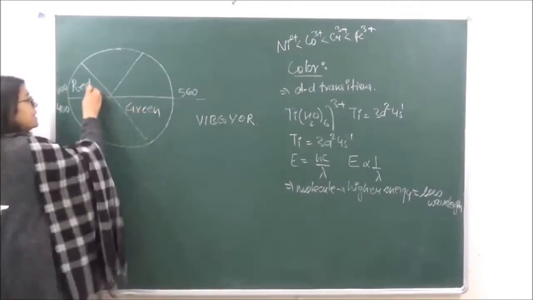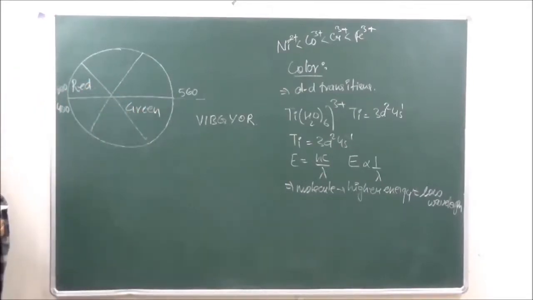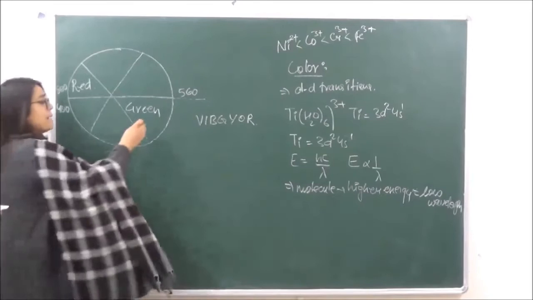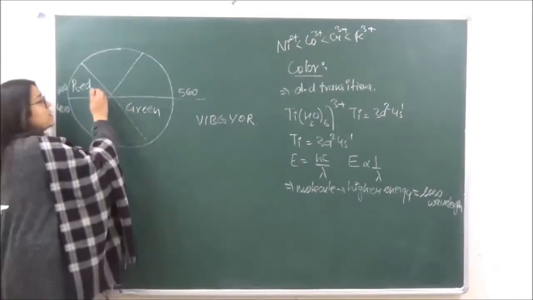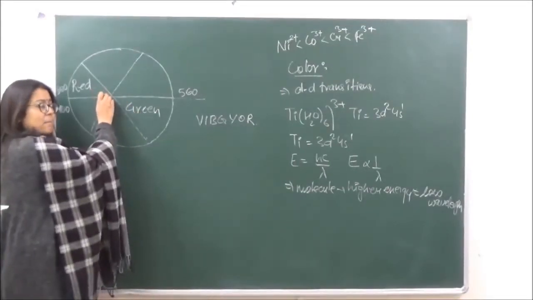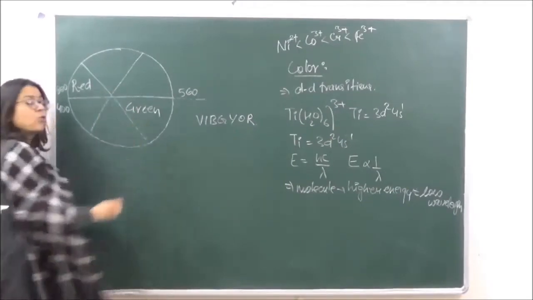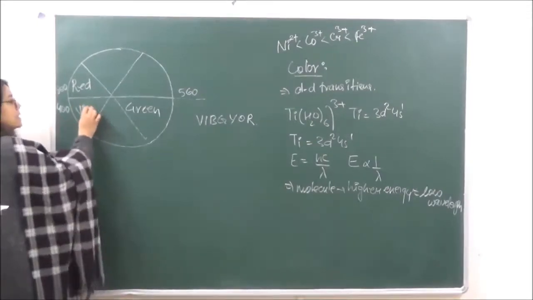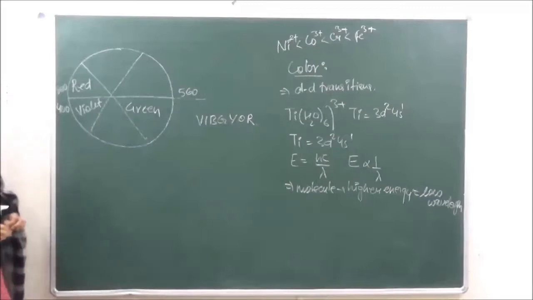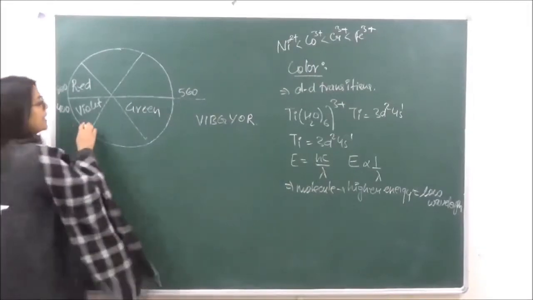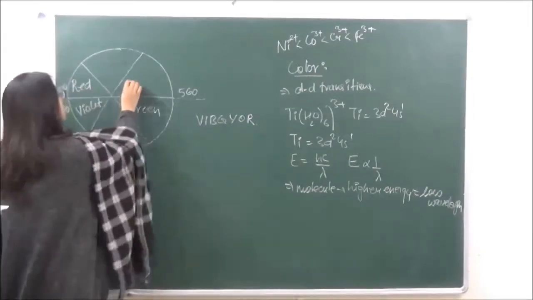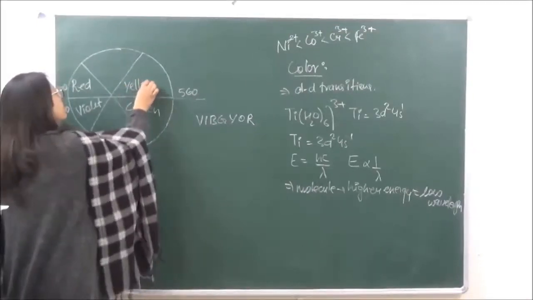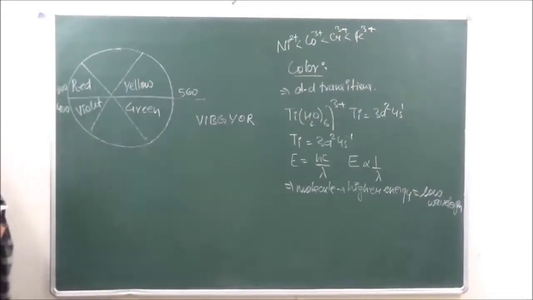So red and green are said to be complementary colors of each other. Any compound that absorbs green will appear red, and any compound that absorbs red will appear green. Okay. Now over here, 400 nanometers is going to be violet. If it absorbs violet, it is going to appear yellow. Therefore, violet and yellow are again complementary colors of each other.